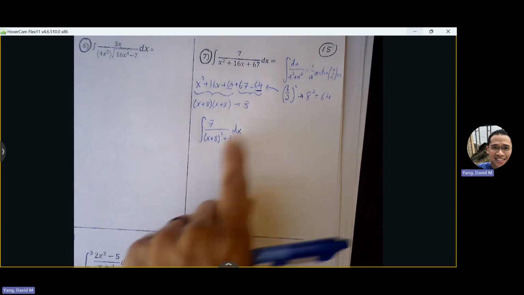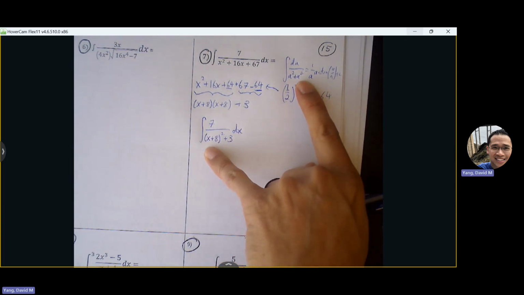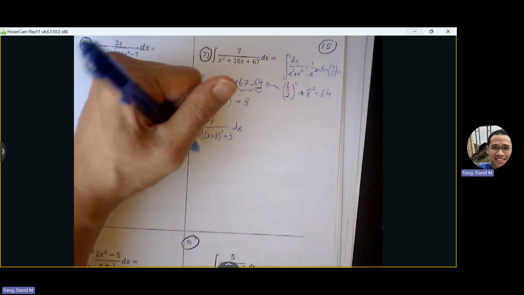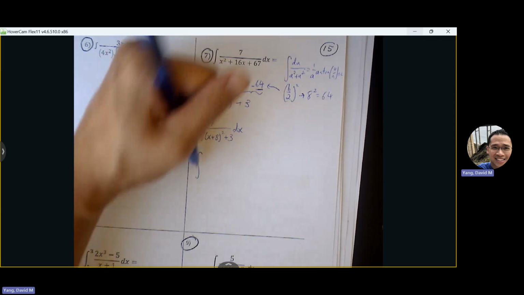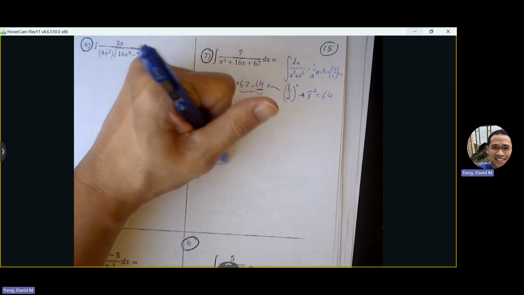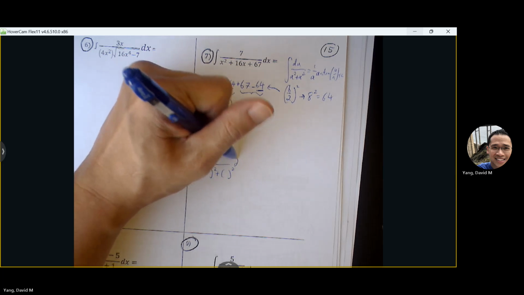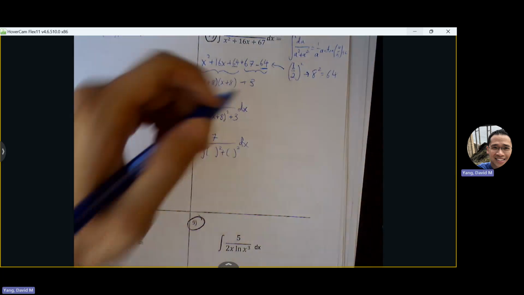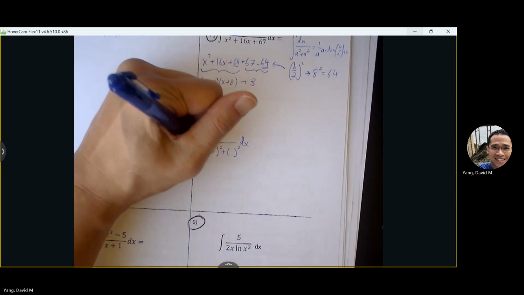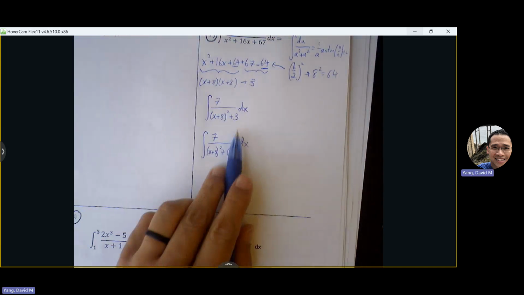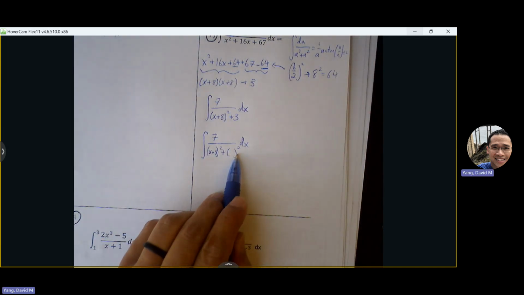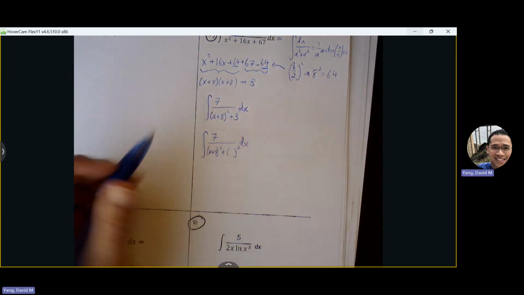Now this begins to look more like what we want with our tangent, but we know that anytime we want to assign our a and u value, we do want our denominator to show 2 sets of parentheses squared. The x plus 8 is ready to go. But what can I put inside this parentheses so that if I square it, I end up with 3?